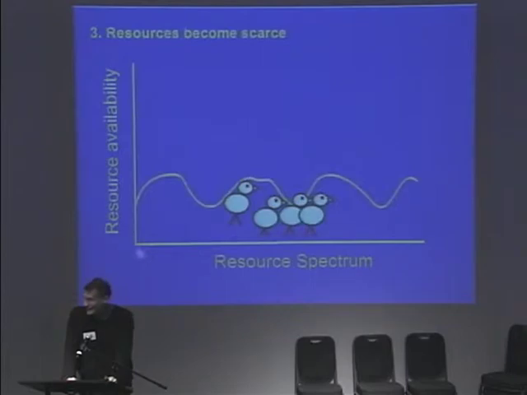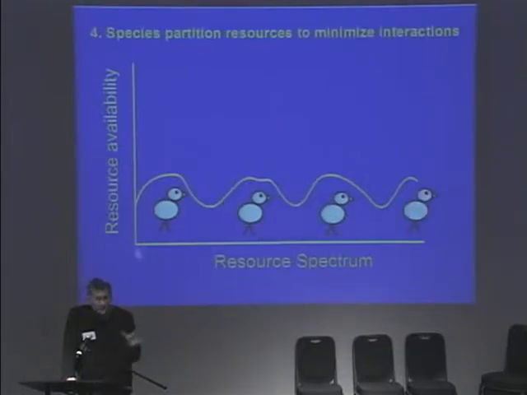These species then eat up all the resources. They become limiting, and so competition for resources begins to become an issue. As a result, the species partition the resources. The species start differing in which resources they use to minimize the ecological interactions.